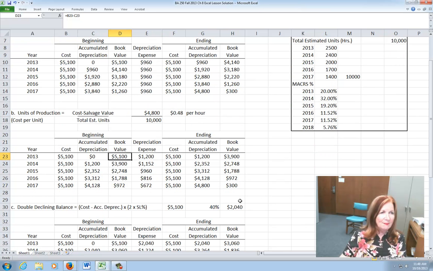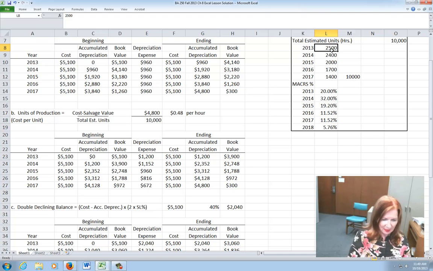And so now we have to calculate the depreciation expense. So we click on this depreciation expense, and the formula for this is cost per hour times the number of hours. So we're going to make this equal to the cost per hour times the number of hours. So the cost per hour is 48 cents, and the number of hours is 2,500. So we have L8, 2,500, times shift 8. Oops, undo that.